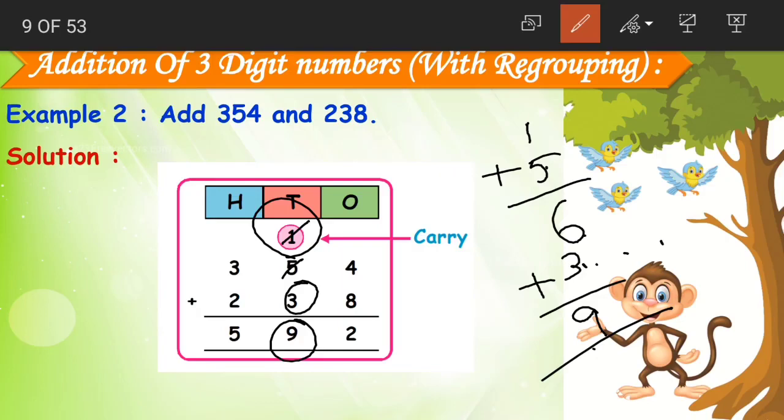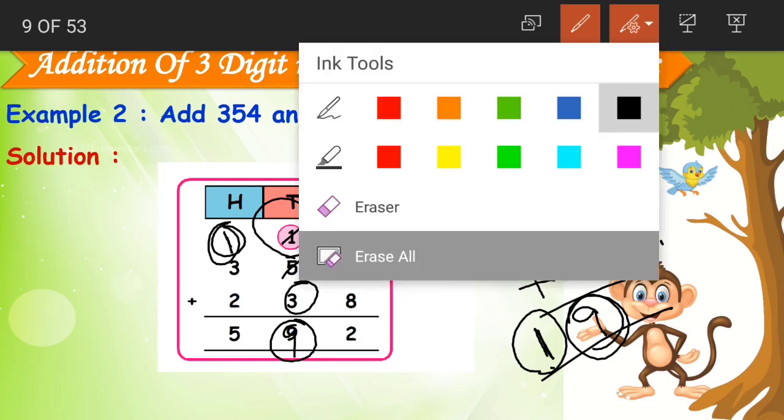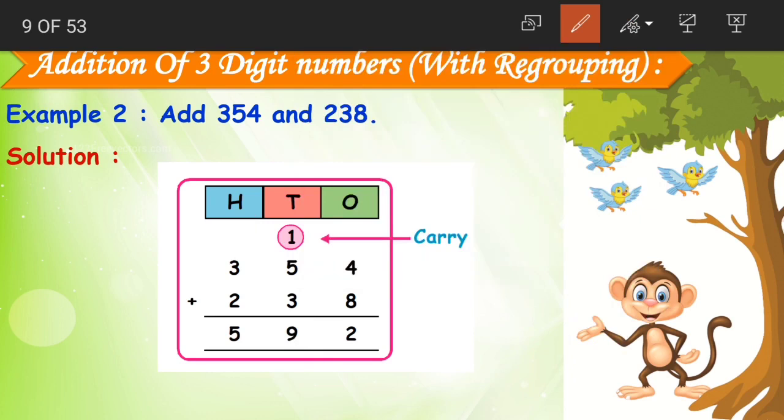Okay children. Now in 9 we are having only one digit. See, we wrote the digit 9 here. What if we had 19? What will we do? We'll take this 1 and carry it to the next place value, which is the hundreds place. Right children? Now coming to the last place value, which is the hundreds place, we are having 3 and 2.